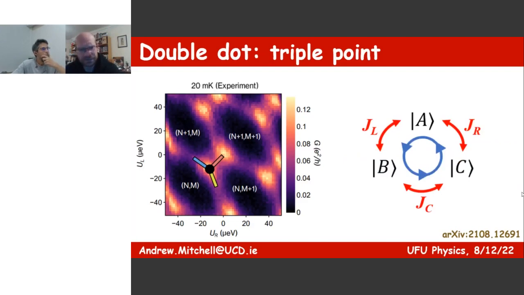Interestingly, these three states that I've called A, B, and C can be interconverted by the three transmissions at the three quantum point contacts in the system. So I have this J_L term, which connects the left dot to the left lead. It converts A to B, tunneling an electron from the lead onto the left dot. We have J_R, which converts state A to C by tunneling an electron from the right lead to the right dot. And then I can take an electron from the left dot and put it on the right dot, not involving the leads, and that involves the transmission of an electron.